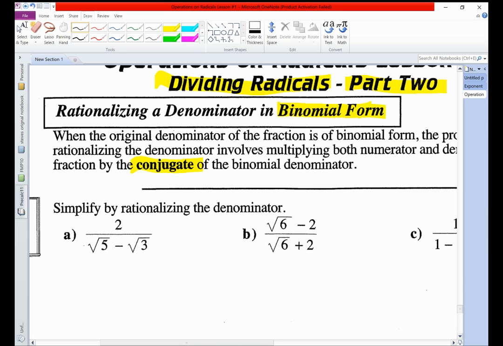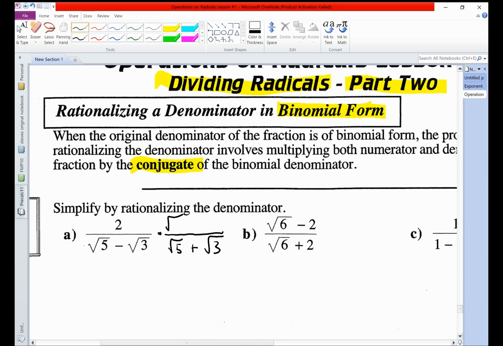You can see we have a square root 5 and a square root 3. We need to get rid of both of those. The way we're going to do it is to multiply both top and bottom by the conjugate of the binomial. The conjugate of root 5 minus root 3 is going to be the square root of 5 plus the square root of 3.